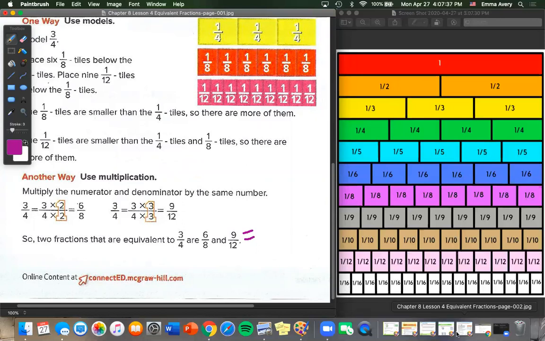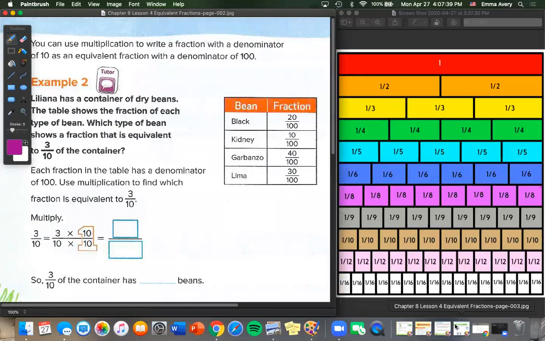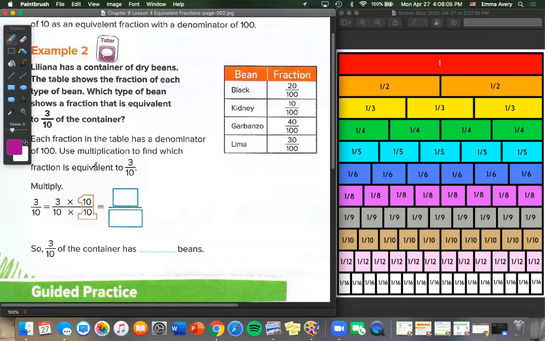So let's go on to the second page. You can use multiplication to write a fraction with a denominator of 10 as an equivalent fraction with a denominator of 100. So Liliana has a container of dry beans. The table shows the fraction of each type of bean. What type of bean shows the fraction that is equivalent to 3 over 10 of the container? Each fraction in the table has a denominator of 100. Use multiplication to find which fraction is equivalent to 3 over 10.